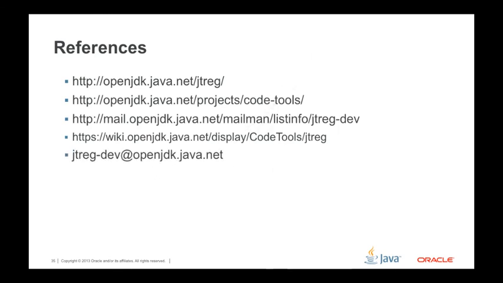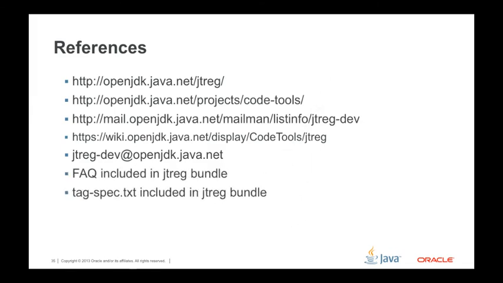If anyone has any questions about JTREG development related issues, send email to the jtreg-dev@openjdk.java.net alias. In addition to that, JTREG bundles FAQs and tag specifications. More information about JTREG can be obtained using jtreg -onlineHelp or by simply typing jtreg -help.